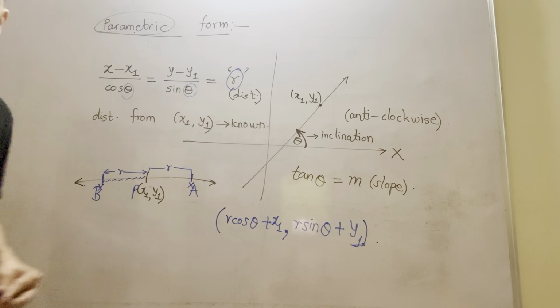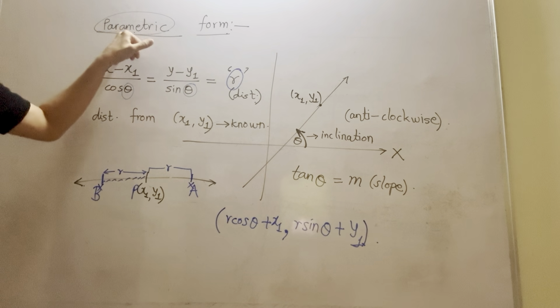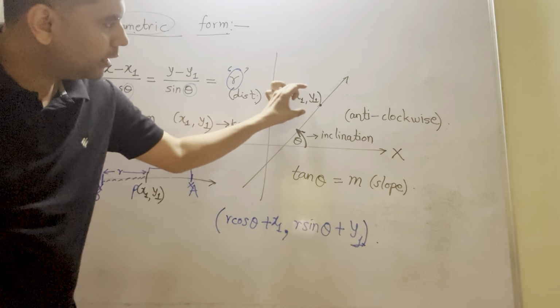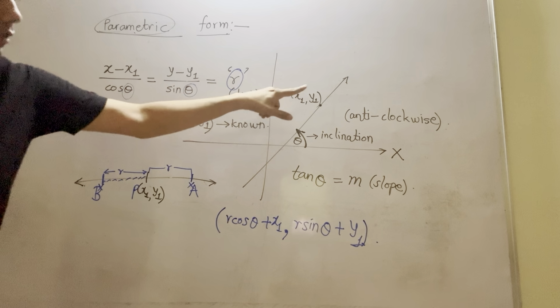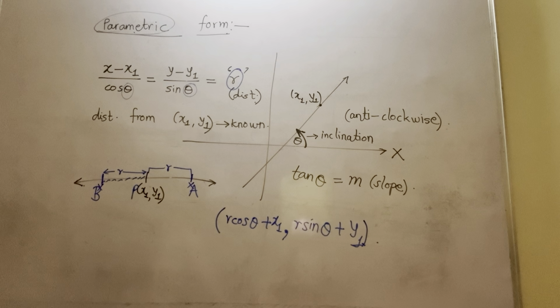Okay, this is how you can write every point on this line using the parametric form. Typically, you must have noted this is useful when you want to find the points on a particular line which are at a fixed distance from a fixed point. Okay, so please note this down, or take a screenshot as you like.